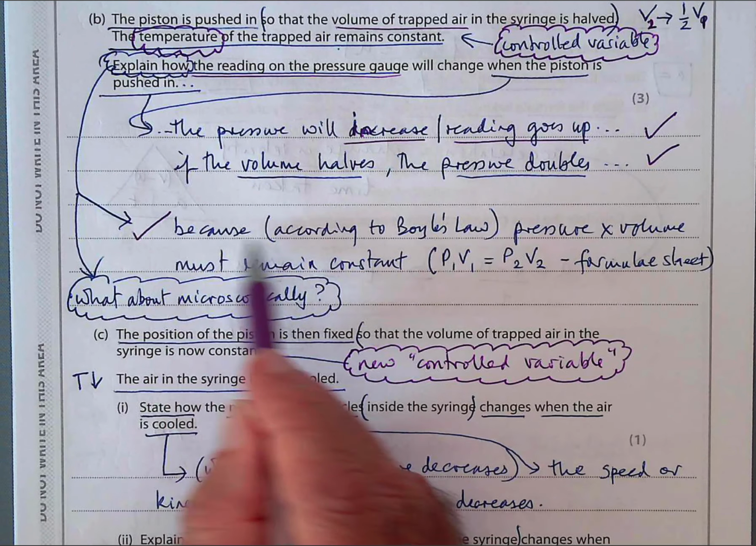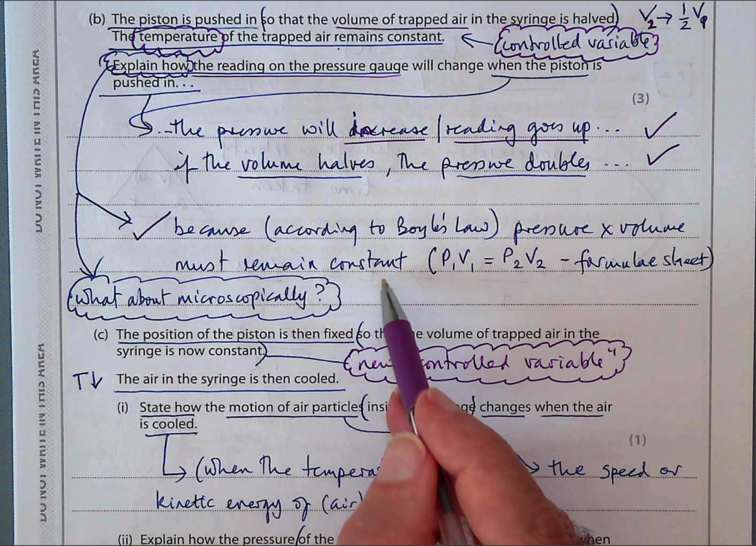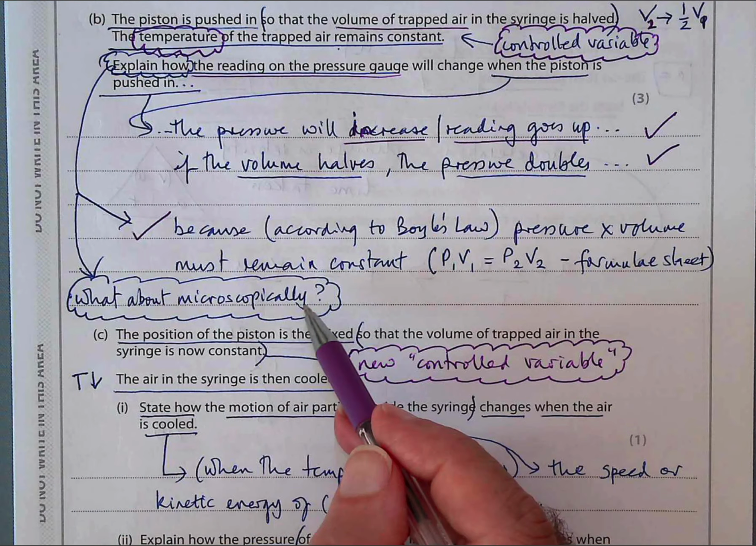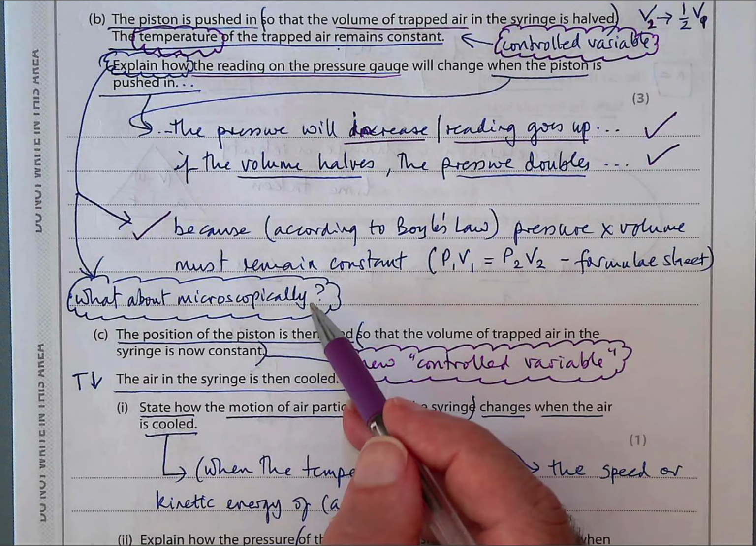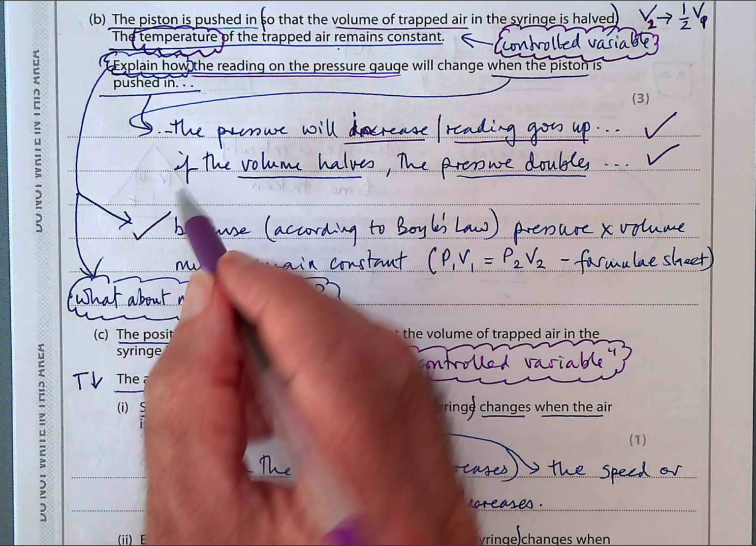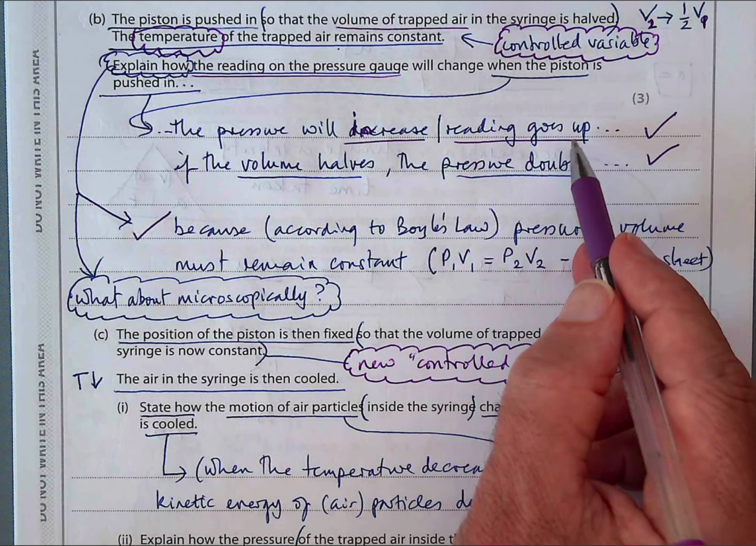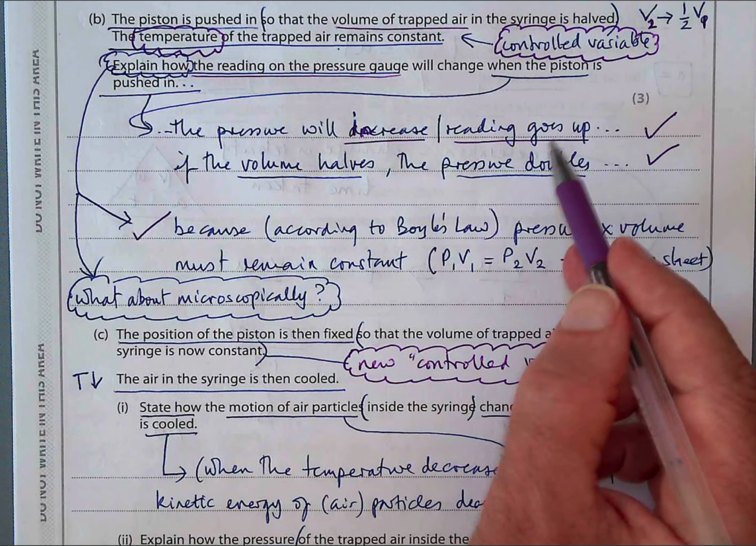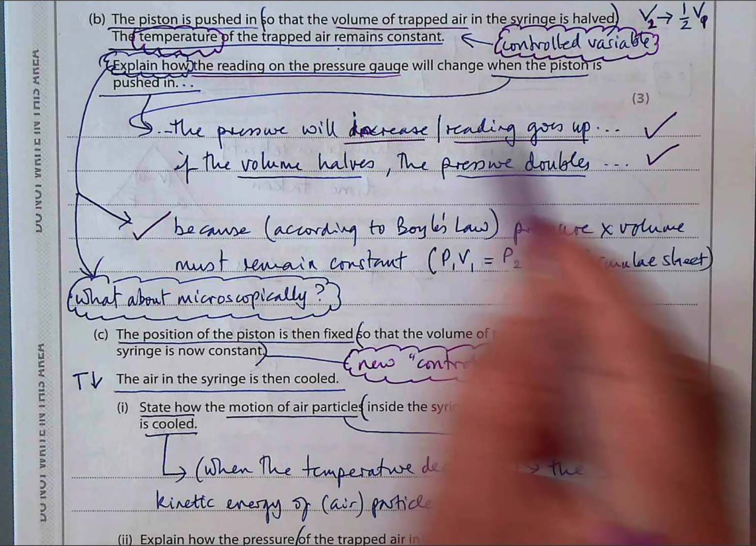Why? Because according to Boyle's law, pressure times volume must remain constant. What about microscopically? There's another way of getting this explain part. Explain how the reading will change means first you've got to state how it will change, and then you've got to explain it. So this is the explain part, your final 2 marks.